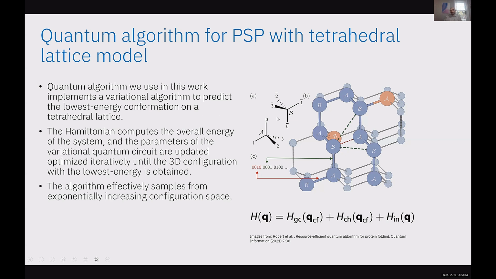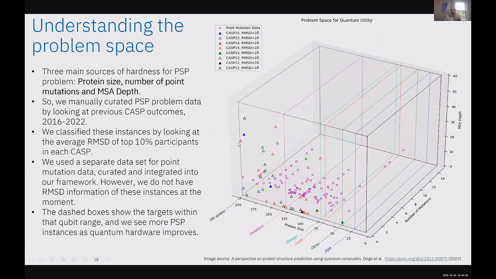And in our work, what we did was essentially take this algorithm, which was very resource efficient and really nice to work with, and dig a little deeper into this. We actually wanted to go back and look at some CASP results to see at which point quantum is going to be useful. This is a very busy plot, but I will try to explain to the best of my ability.